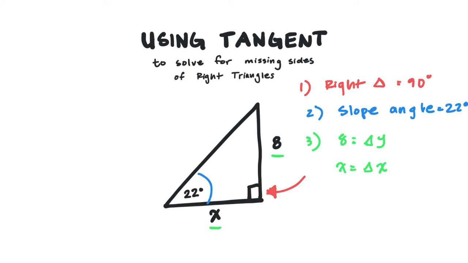Now you may be thinking to yourself, Mr. Jong, what's tangent? Well, tangent is going to give us the slope ratio of any triangle built on this 22-degree angle. Now, a slope ratio is the delta y, which is this side of the triangle, over delta x, which will be this side of the triangle.